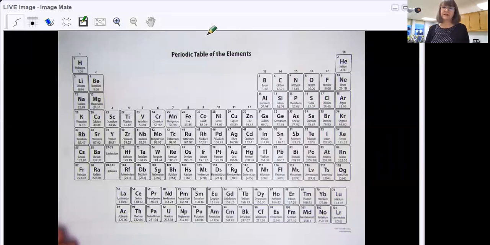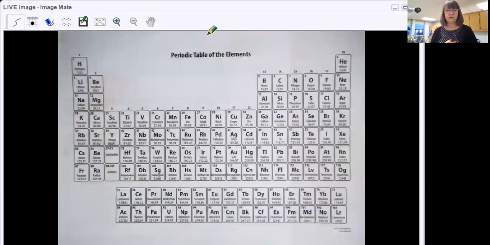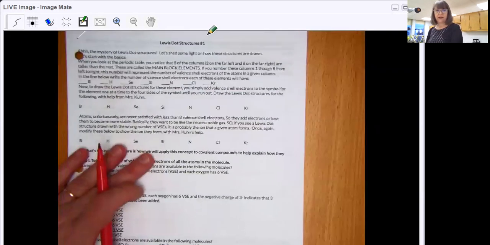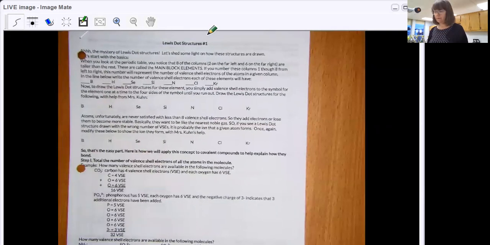Good morning. Today I'm going to introduce you to the concept of Lewis dot structures. Before we begin, make sure that you have a periodic table that you can use, as well as have the Lewis dot structures packet opened on one of your tabs. There's a link for it in the modules.